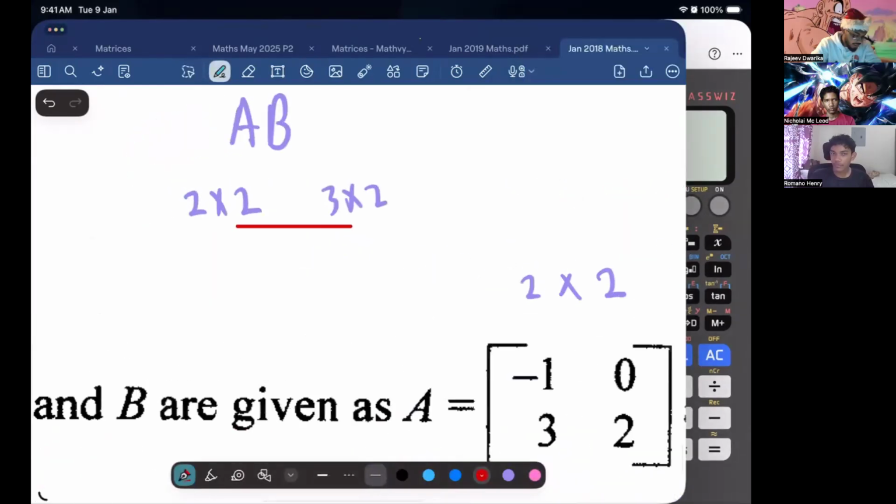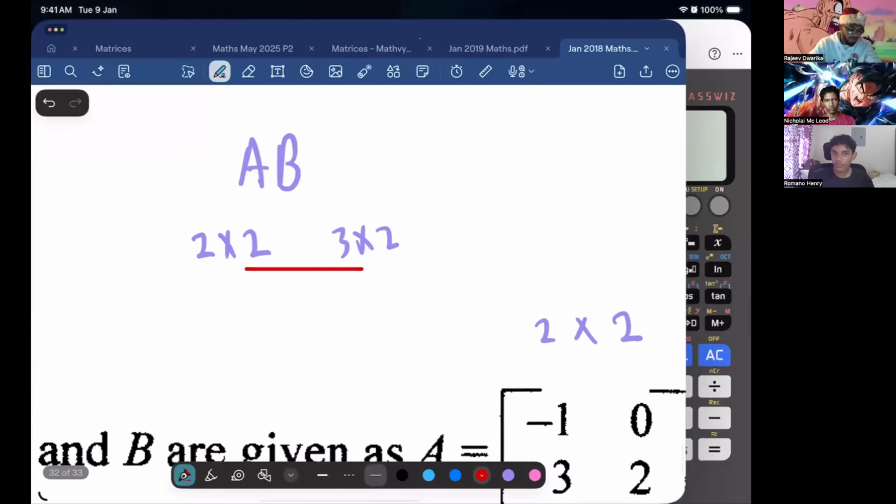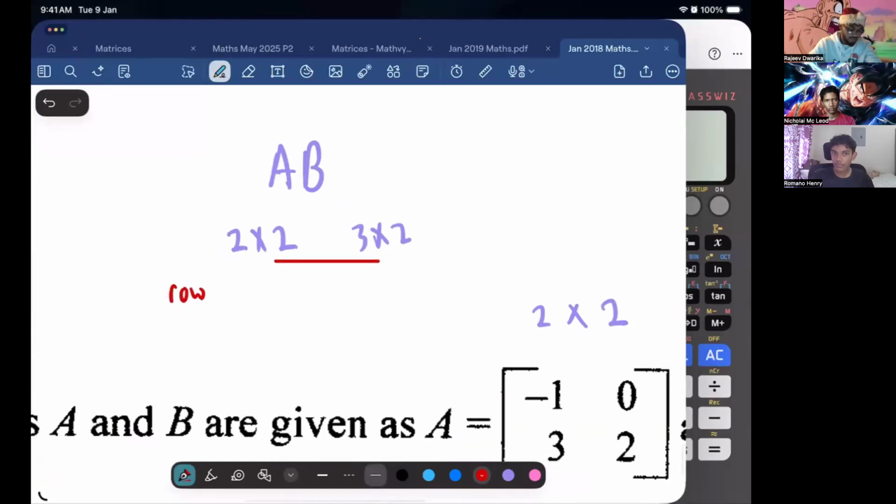Yeah, I understand what you mean there. All right, nice. And just remember, when we list the order of our matrix, it's rows by columns. Row by columns. Yeah, but the teacher didn't explain that to me, so I got confused there.